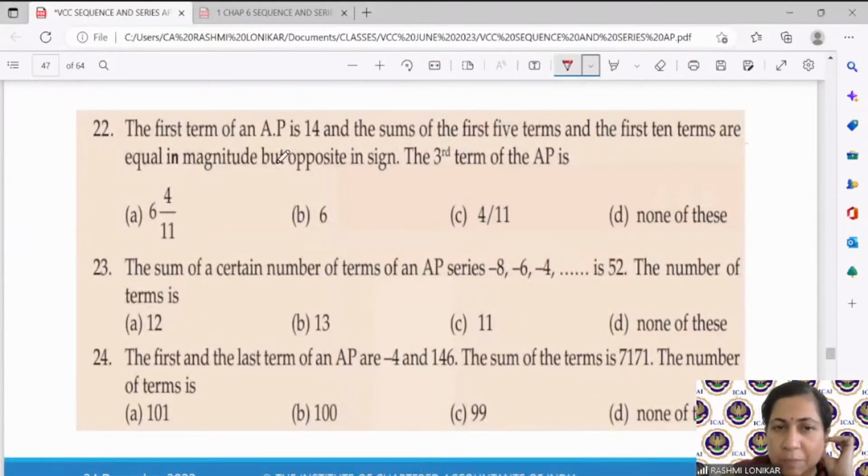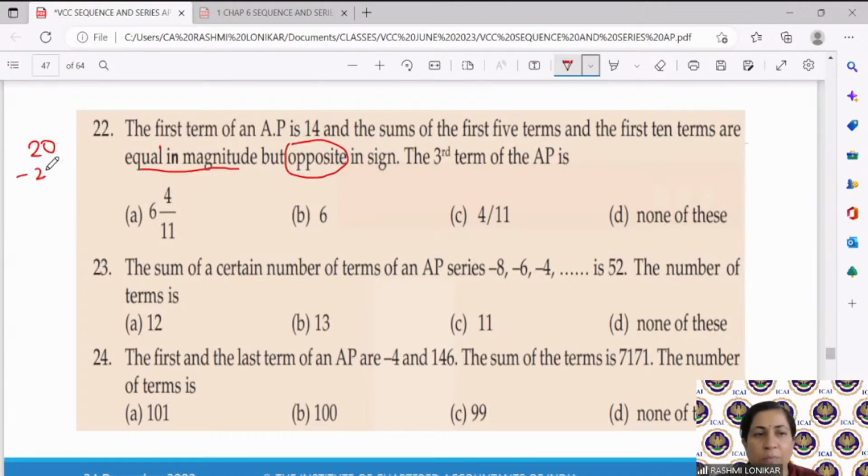The first term of an AP is 14 and the sum of the first 5 terms and the first 10 terms are equal in magnitude but opposite in sign. Equal in magnitude but opposite in sign means what? Like suppose if their total is coming to 20, the other will be minus 20. Magnitude means the value is the same but the sign is different. So this is plus 20 and this will be minus 20. They're asking the third term of the AP.